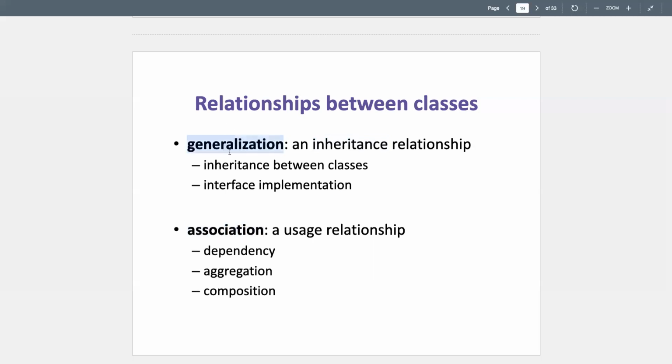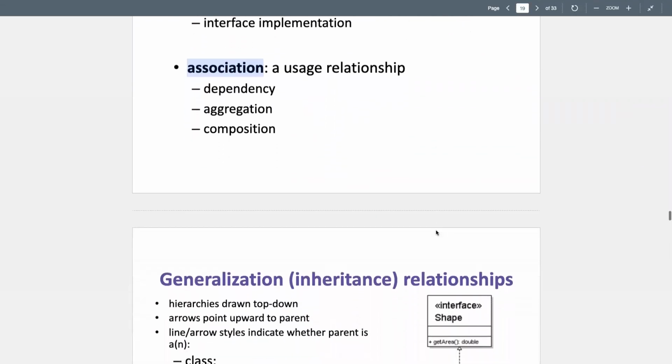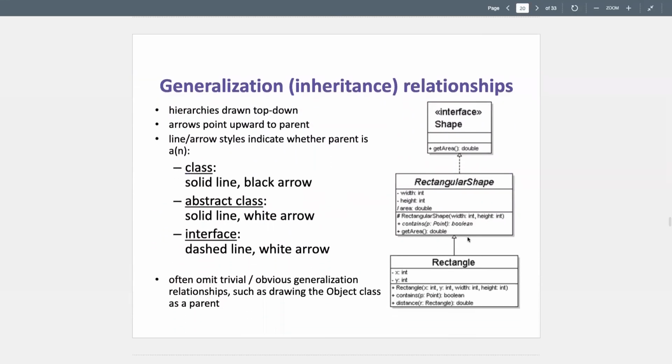So generalization can have inheritance between classes and also interfaces, okay, which we'll see in the example. Then we have association, which we'll talk about all the different types of association. So now we have the class diagram figured out. So we got some rules. We got to follow the rules.